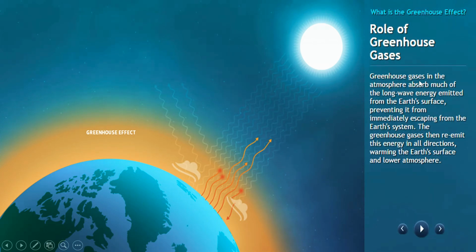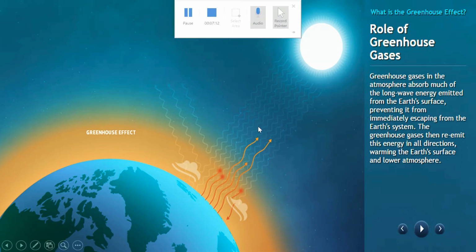So greenhouse gases in the Earth absorb much of the long-wave energy emitted from the Earth's surface, preventing it from immediately escaping from the Earth system. The greenhouse gases then re-emit this energy in all directions, warming the Earth's surface and lower atmosphere. So kapag maraming greenhouse gases dito, mas mahirap nakakalabas pabalik yung mga excess energy na galing sa sun.